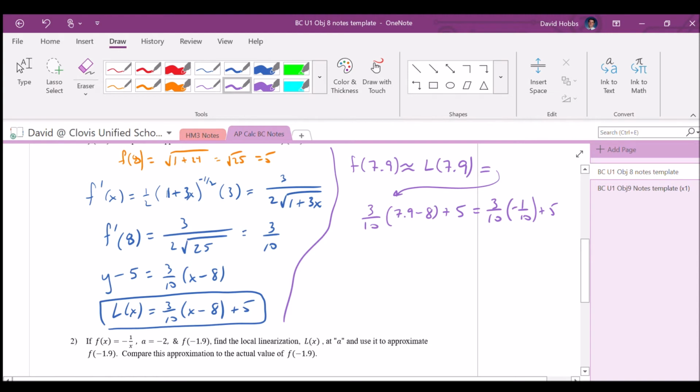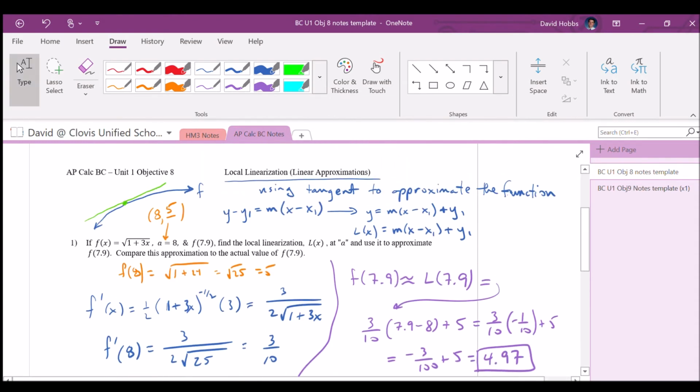Okay, so this is equal to -3/100 plus 5, which is -0.03, so 4.97. Could say 4 97/100. Okay, so f of 7.9 is approximately that.